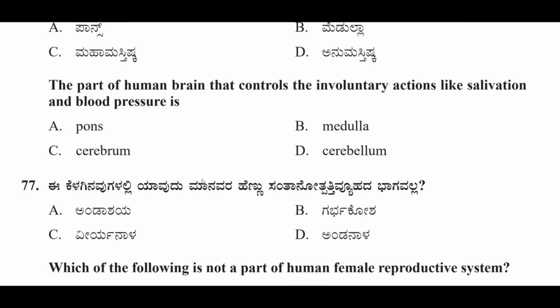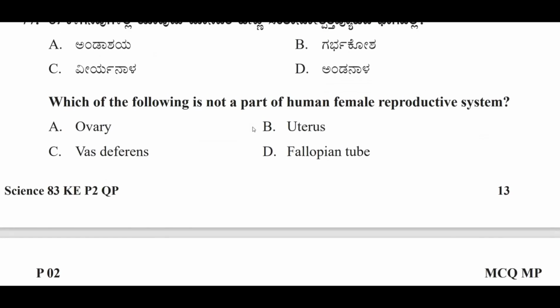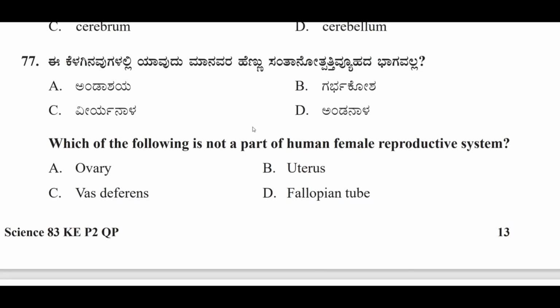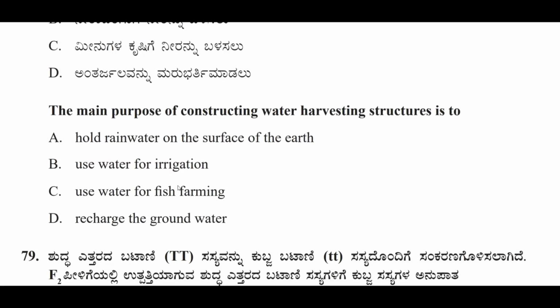Next question, the part of the human brain that controls involuntary actions like salivation and blood pressure is. The correct answer is option B, medulla controls involuntary actions like salivation and blood pressure. Which of the following is not a part of the female reproductive system? The part which is not a part of the female reproductive system is vas deferens.